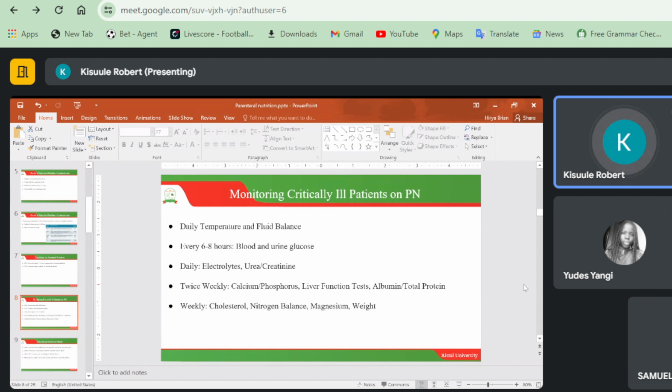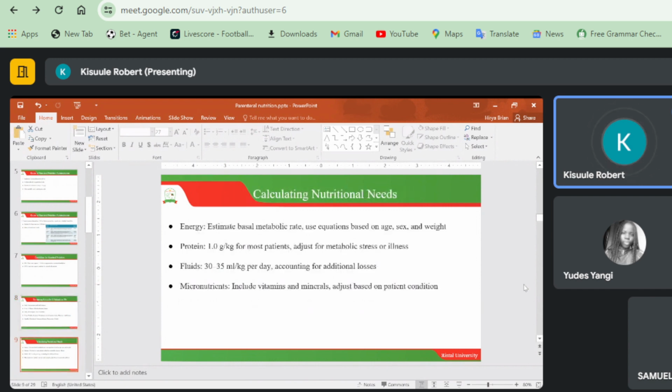Then twice weekly we check calcium and phosphorus. We do the liver function tests. We do the albumin or total protein. Then weekly we check the cholesterol levels, the nitrogen balance, and the magnesium. But we also check your weight.